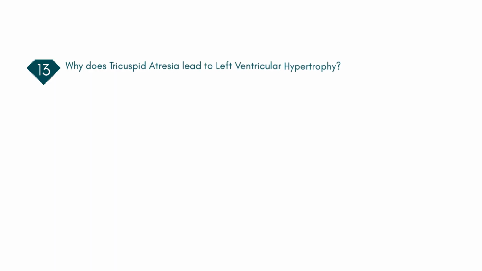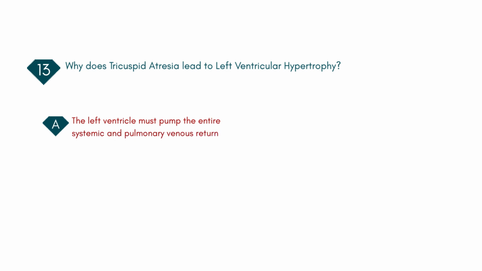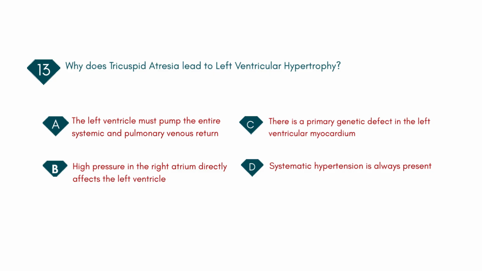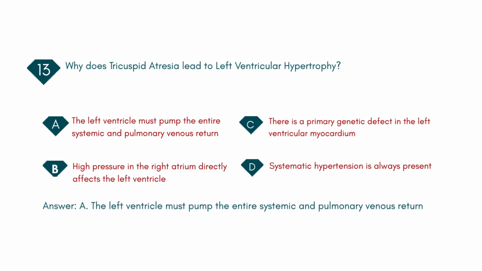Why does tricuspid atresia lead to left ventricular hypertrophy? A. The left ventricle must pump the entire systemic and pulmonary venous return. B. High pressure in the right atrium directly affects the left ventricle. C. There is a primary genetic defect in the left ventricular myocardium. D. Systemic hypertension is always present. Answer A. The left ventricle must pump the entire systemic and pulmonary venous return.